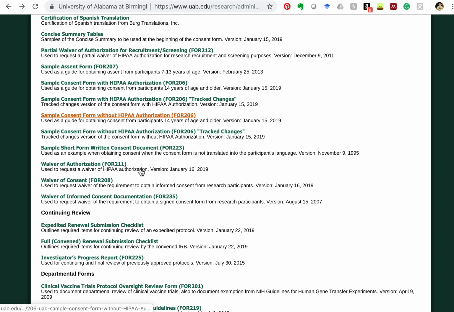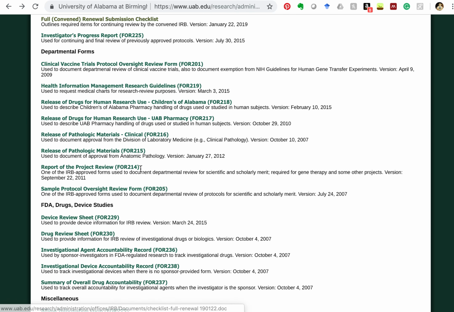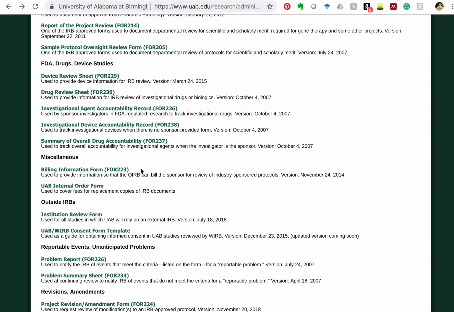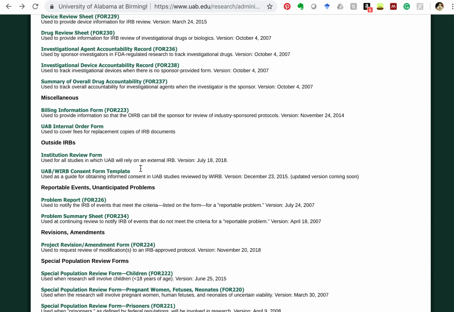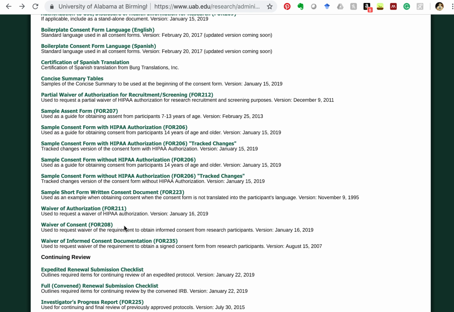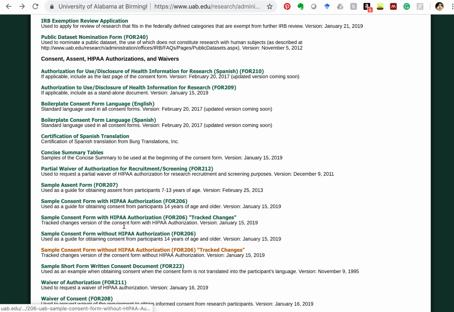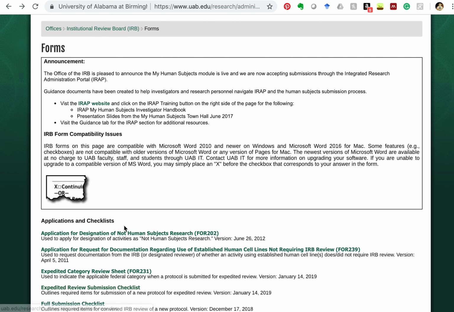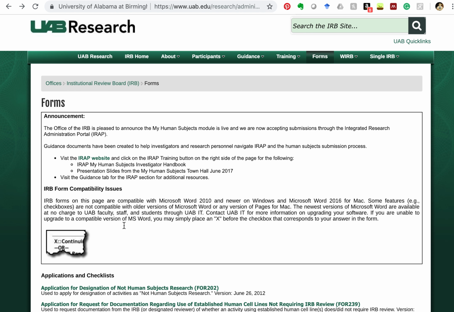If you're bored and you want to go through some of these, you can see all of the different types of forms that they can request. You don't do these for everything. You can see down here: special population forms if you're working with children, pregnant women or fetuses, or prisoners, you would have to do these extra forms. All of these are available through the IRB website. Again, you don't have to do it for this class, but further on down the line, when you get started on your dissertation, this is where you would go.